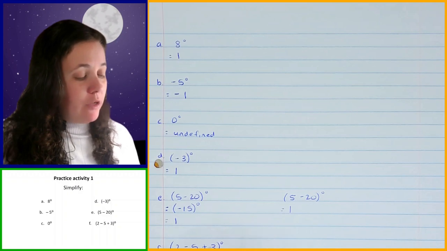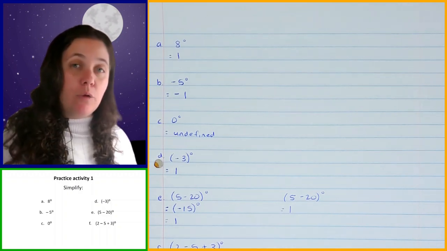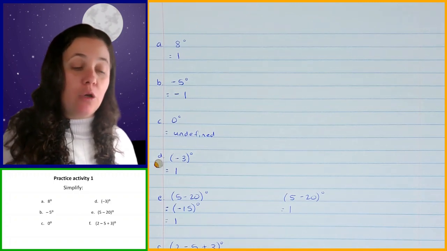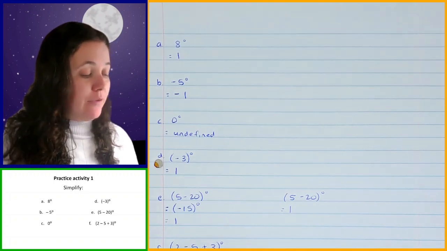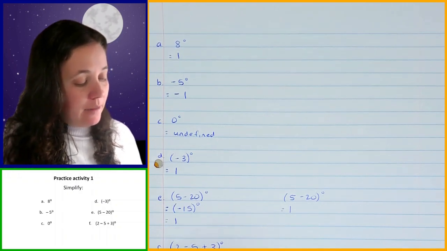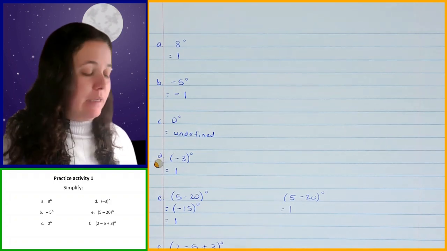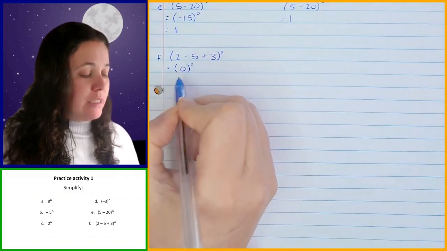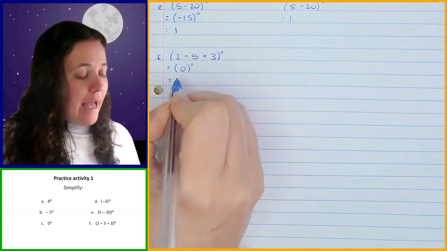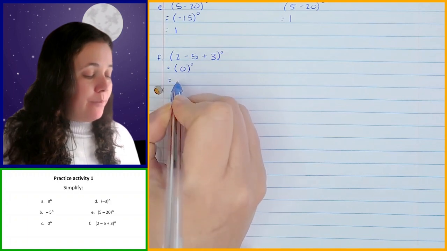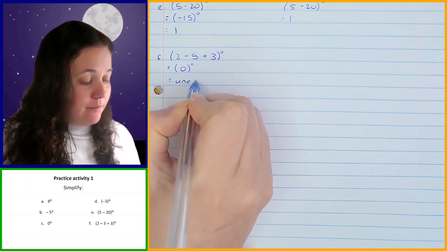And then the last one over here. Now, this one we do need to be a little bit more careful with, because there's a little bit more involved. We can't just know straight away by looking at it. So I'm going to actually simplify. I have 2 minus 5 plus 3, and that gives me 0 to the power of 0. I don't really need to write the brackets over there. Okay, so I've got 0 to the power of 0. And because the base is 0, that means that my power is going to be undefined.